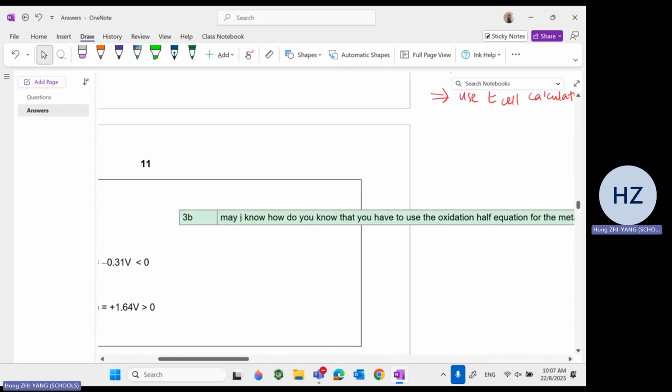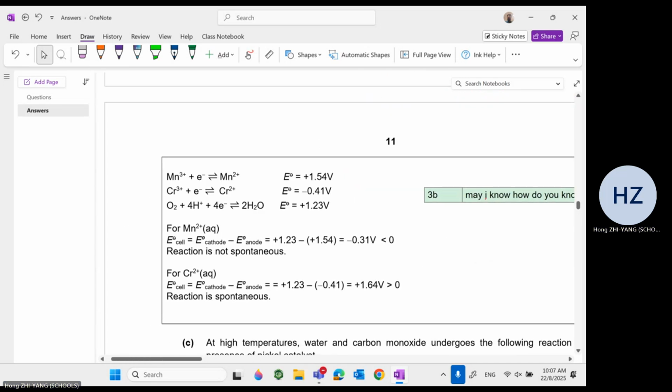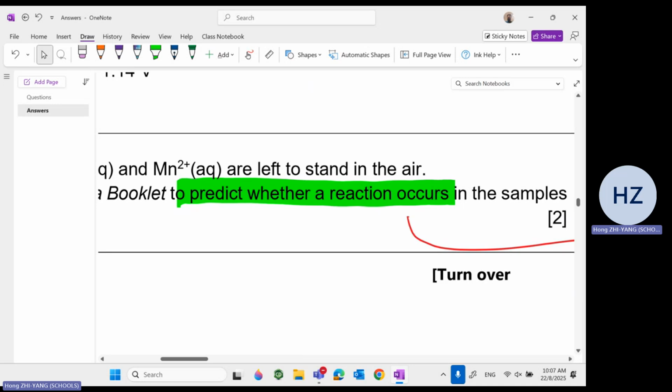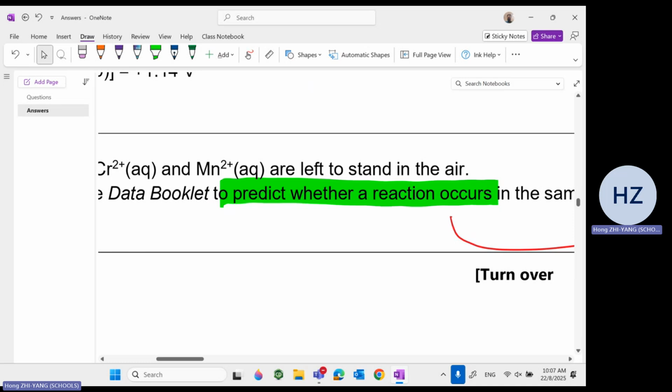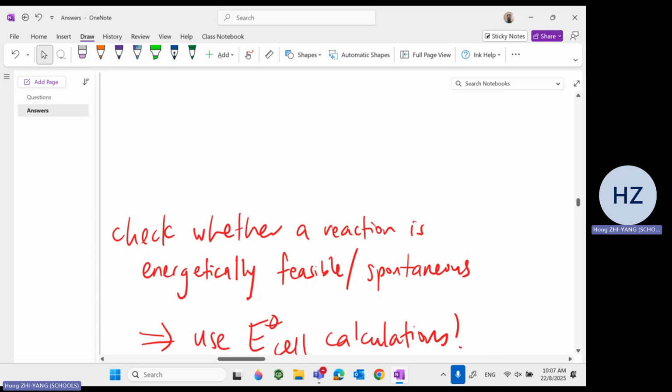Right, next. Okay, 3B. Everybody, let's look at 3B. May I know how do you know that you have to use oxidation half equations for the metals? How do I know that I have to use EChem to answer this question? Okay, the answer is here. There is a phrase that hints at it. This is the phrase: let's predict whether a reaction occurs. So when you need to predict whether a reaction occurs, it means you got to check whether that reaction is energetically feasible or spontaneous.